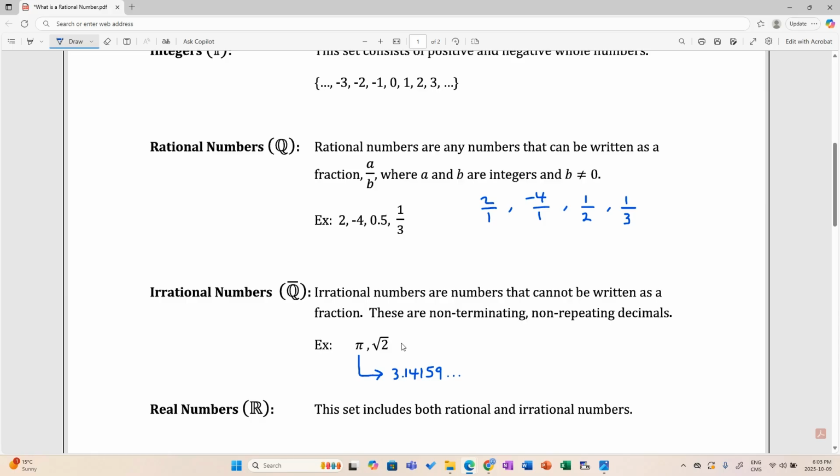Now, root 2. Anytime you take the square root of a perfect square, you get a nice number, right? But 2 is not a perfect square. So when you take the square root of 2, you get the number 1.41 and so on. The dots mean it goes on forever, and it doesn't go on as a repeating pattern. So it's non-repeating and non-terminating because it goes on forever. So we're going to call that an irrational number.